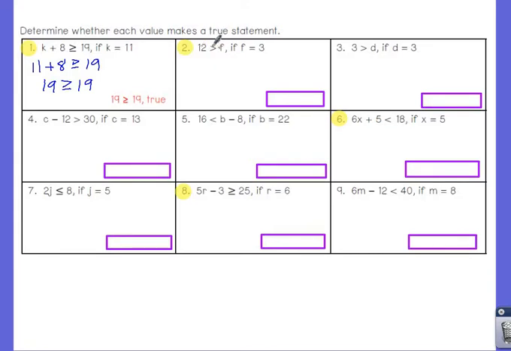Number 2, I've got another inequality. This time, what do they want me to plug in for the variable? 3. There's no math work on this one. So I have to ask myself if this is a true or false statement. Is 12 greater than 3? Yes. So true or false? True.